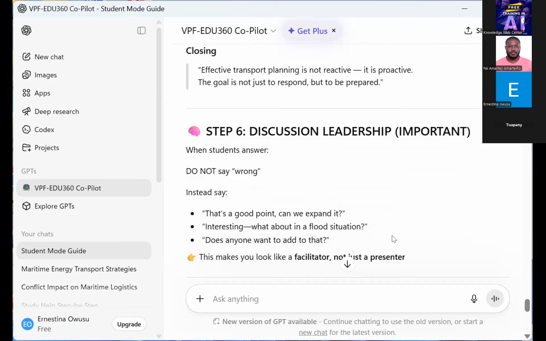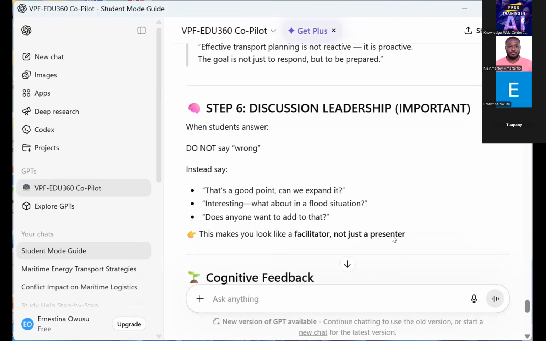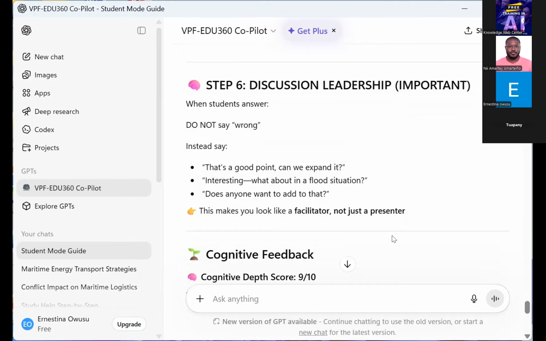Step 6, discussion leaders. When students answer, do not say wrong. Instead, say, this is a good point. Can we expand it? Interesting. What about in a flood situation? Does anyone want to add to that? This makes you look like a facilitator, not just a presenter.